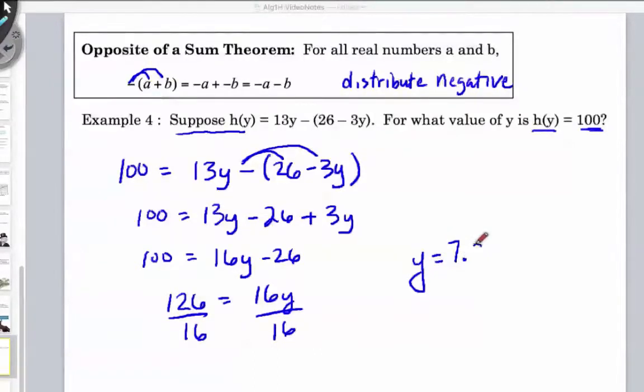Finally, my result for y will be equal to 7.875. All right, so that's a few pro tips on solving equations. You're going to apply those tips in your homework.